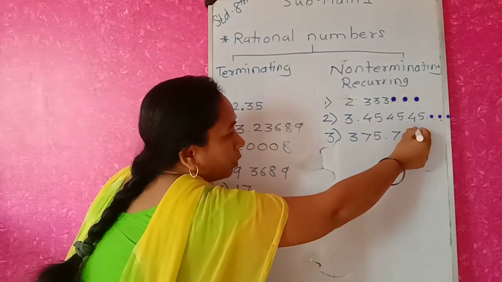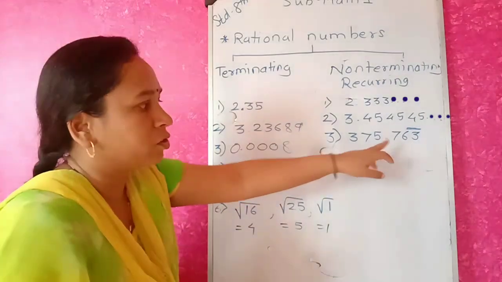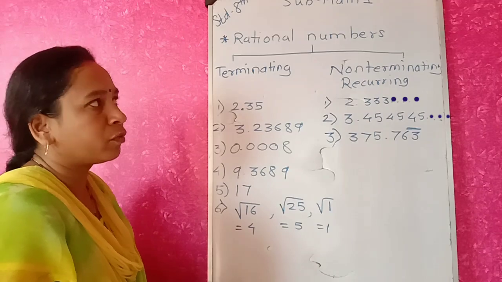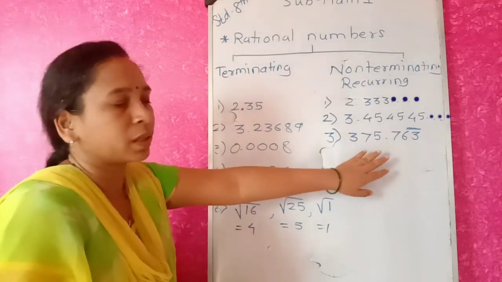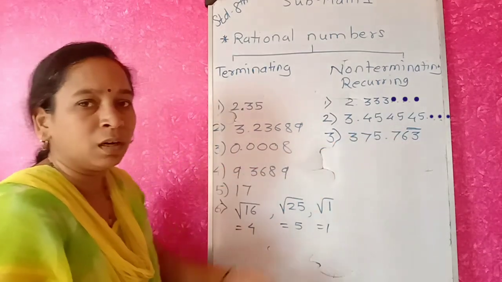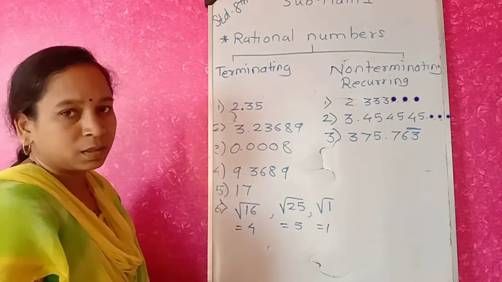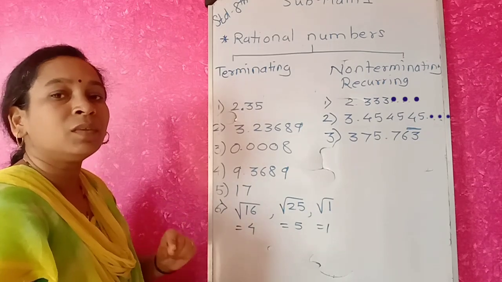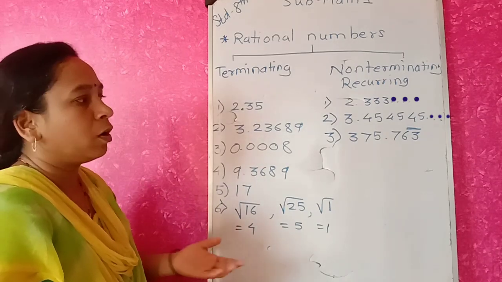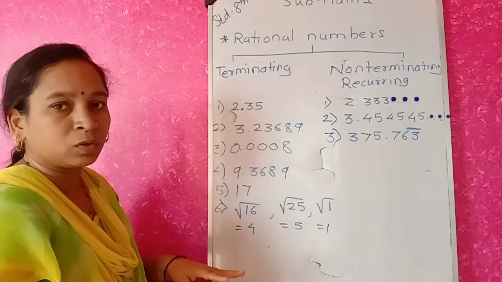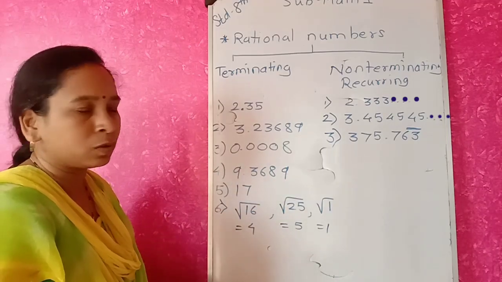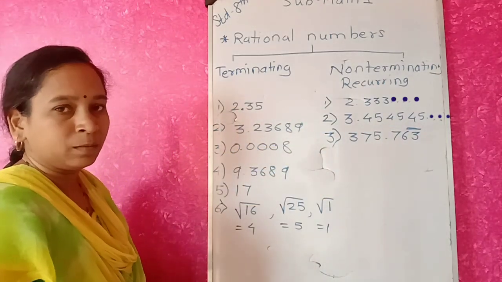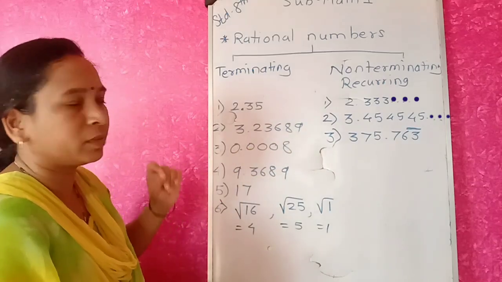375.763 and above 63 they will give this bar. So what is the meaning of this? I have seen that while writing the decimal form of rational numbers, the students are confused about where we have to give the bar or where we have to give the dot. If 2 digits are going to repeat, or more than 2 digits are going to repeat, then we have to give the bar. If a single digit is repeating, then simply you have to give the dot.